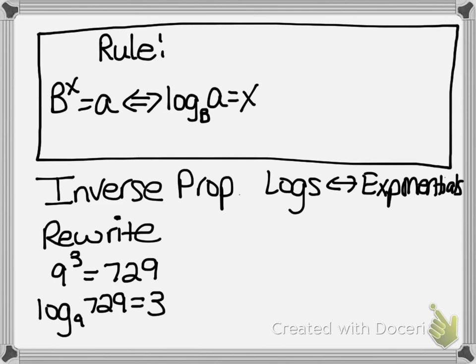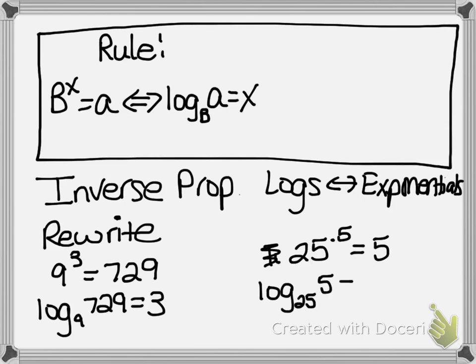Another one, same direction, would be if I asked you to do 25 to the power of 0.5 is equal to 5, which of course is true because 25 to the power of 0.5 is the square root of 25. The log form of that would be log base 25 of 5 is 0.5. And so you guys did, I think it was 3 problems just like that on the intro to log notes. And then you also did 3 problems that went the other direction.